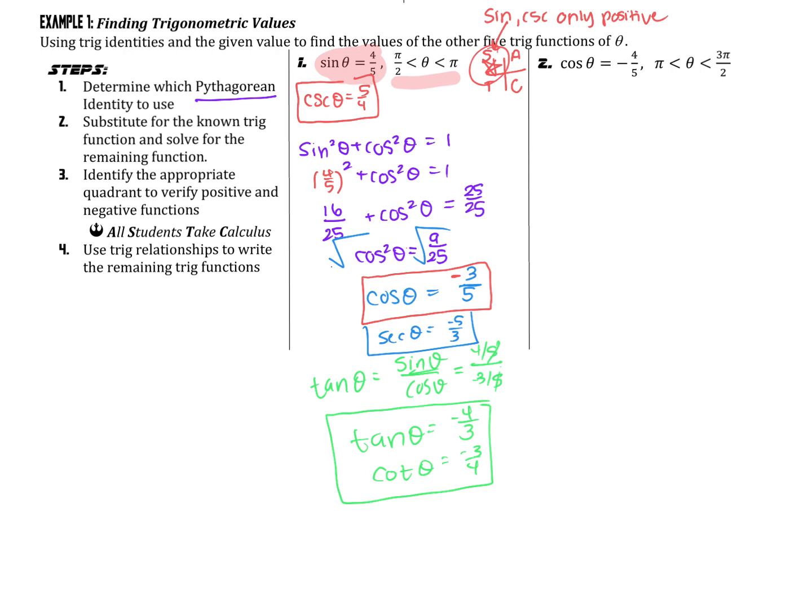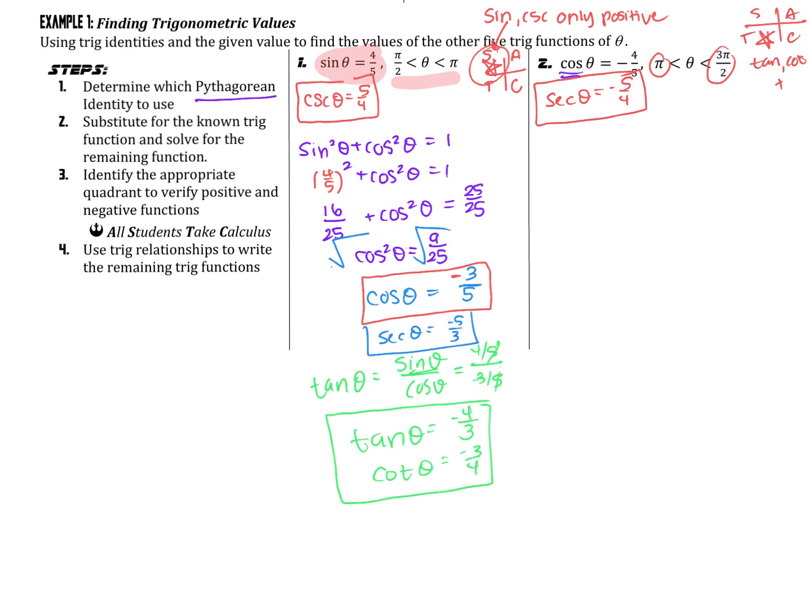Okay, number 2. We are in the quadrant between pi and 3 pi over 2. That's down here. That means that tangent and cotangent are the only things that are positive, because all students take calculus: T for tangent. The only thing that's positive in that quadrant is tangent and cotangent. Okay, so now I'm going to say what I know secant is. Secant is going to be negative 5 over 4. Get that one out of the way.